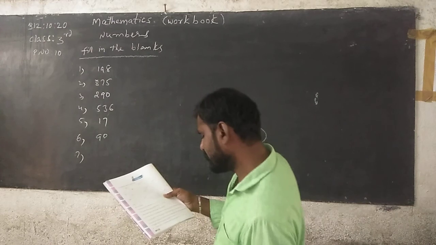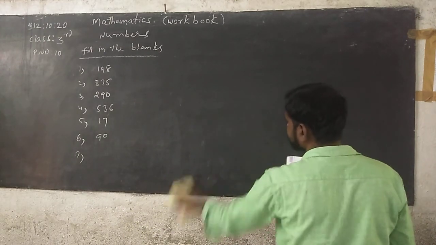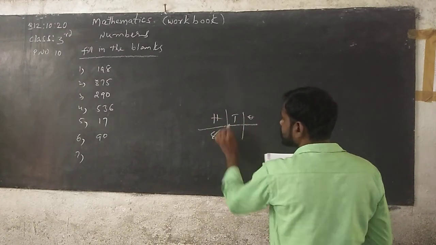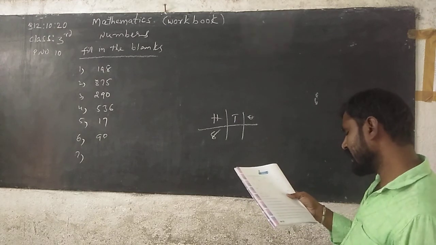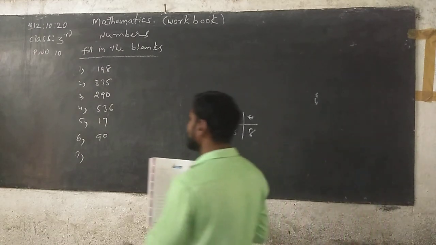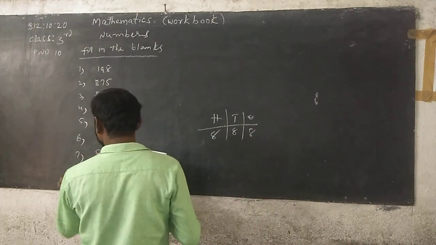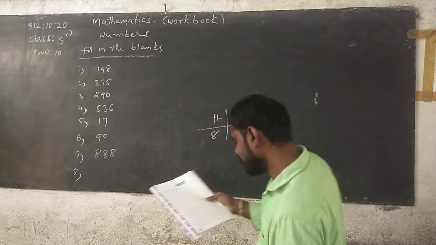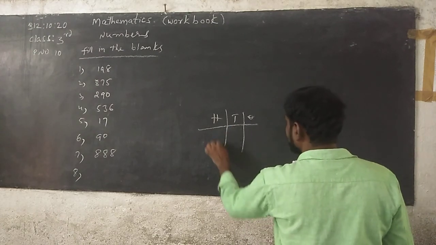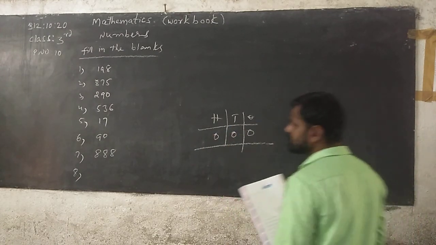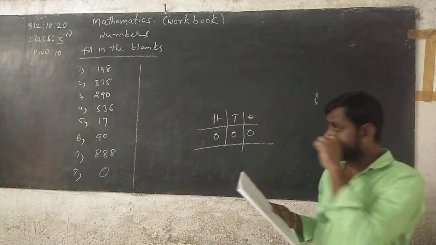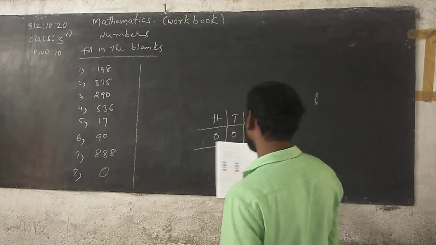Seventh one, a number with 8 in hundreds, tens and ones. What is that? 888. Next, a number with 0 in hundreds, tens and ones place. 0, 0, 0 means the answer is 0. Next, choose the correct answer of the following.